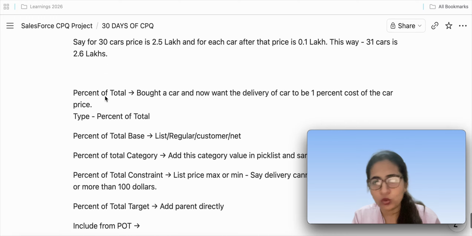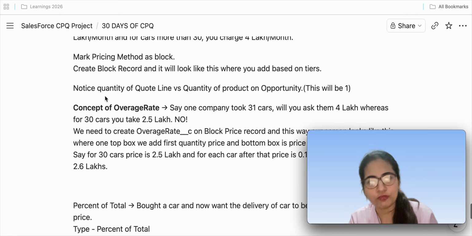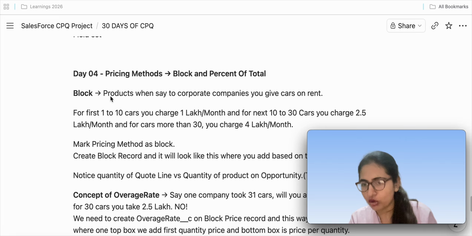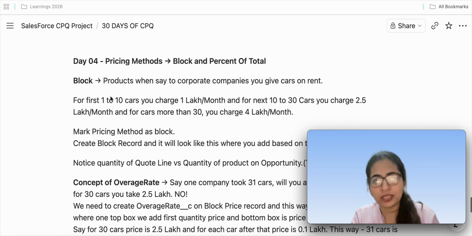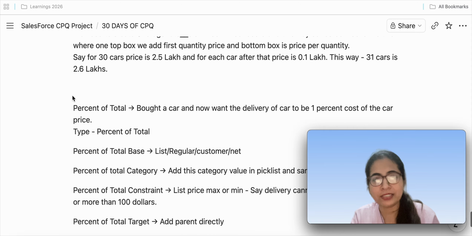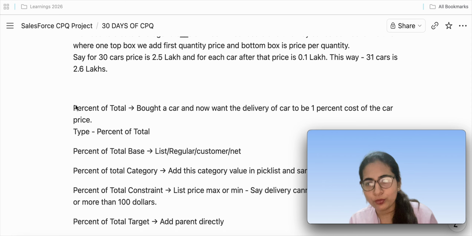Okay, I hope we are good with the percent of total and the block concept. Let me know if you have any doubts related to the percent of total, because I think it was a bit of a complex topic. Let me know your questions or whatever doubts you have for improving this entire series.